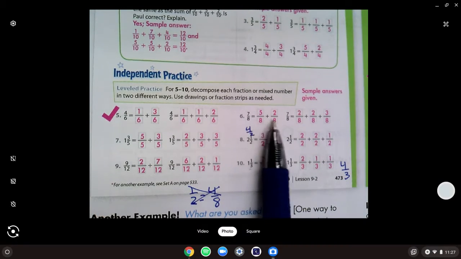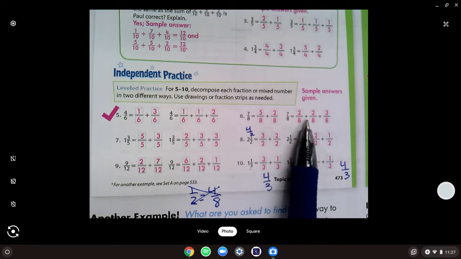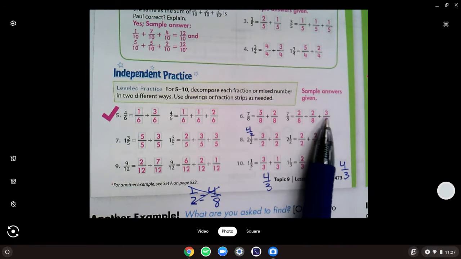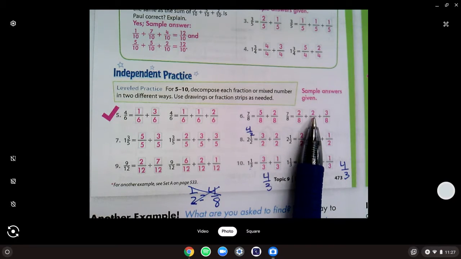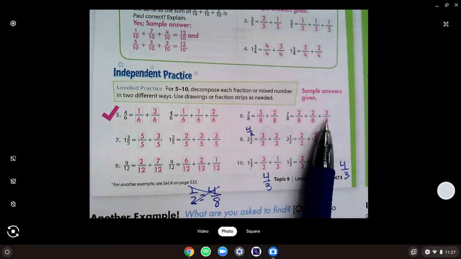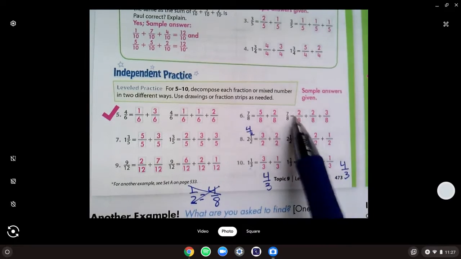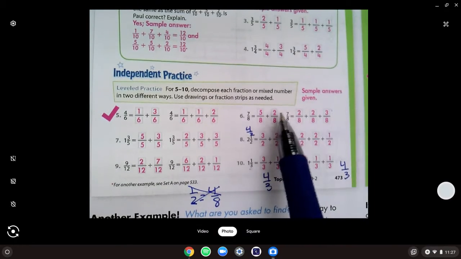7/8 could be 5/8 plus 2/8. You might have said 4/8 plus 3/8, so on. Then another way to split them up was 2/8 plus 2/8 plus 3/8. You might have done 4/8 plus 1/8 to get 5/8, and then 2/8. As long as when we go across the numerators, does it make 7 still?